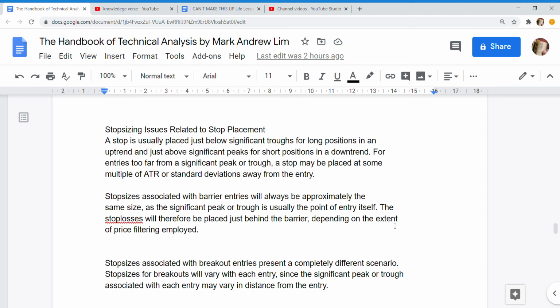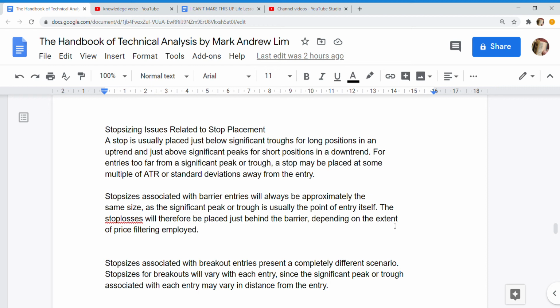Stop sizes associated with barrier entries will always be approximately the same size as the significant peak or trough is usually the point of entry itself. The stop losses will therefore be placed just behind the barrier, depending on the extent of price filtering employed.